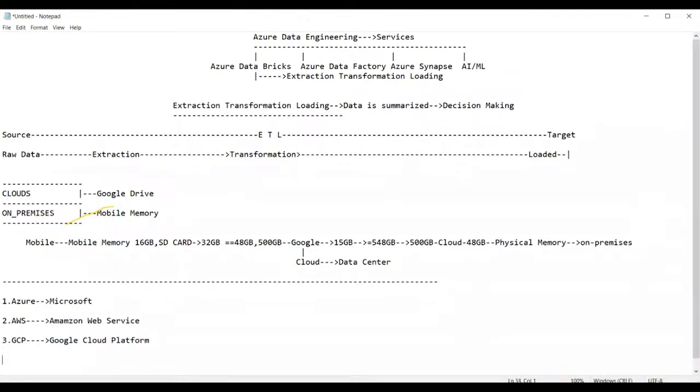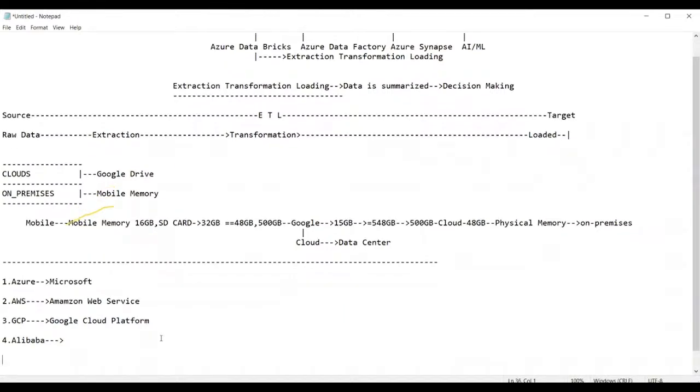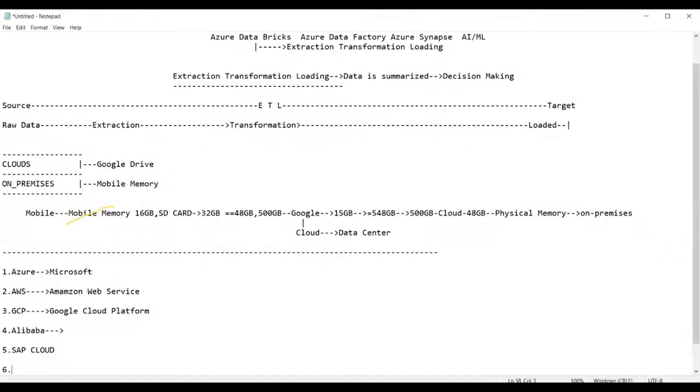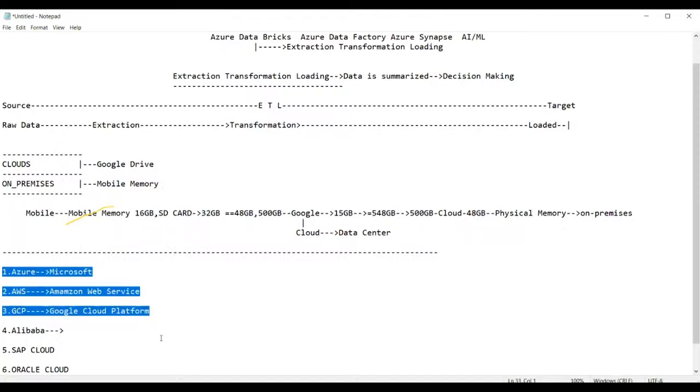Then we have Alibaba, a China-based cloud provider. Then we have the SAP Cloud. Likewise, there are the SAP Cloud, Oracle Cloud, etc. These are all cloud providers, but the market leaders are the first three, and number one in providing cloud services is Azure.